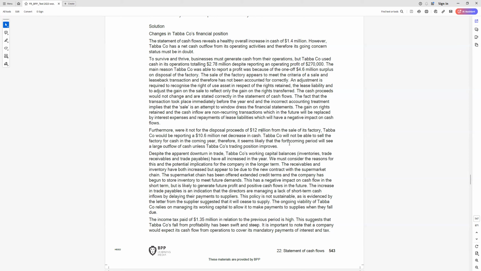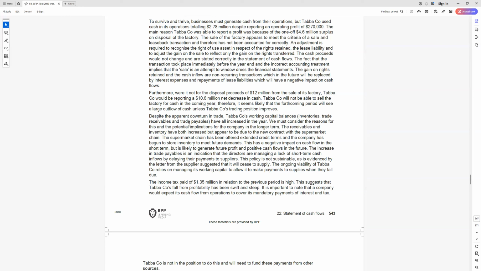It will be negative. T&Co will not be able to sell the factory for cash in the coming year. It is not possible that every year you're going to sell the property. Therefore, it seems likely that the forthcoming period will see a large outflow of cash unless T Co's trading position is improved. So unless the company is getting better, next year the company will definitely have a shortage of cash, because next year they will not be able to sell any factory again.